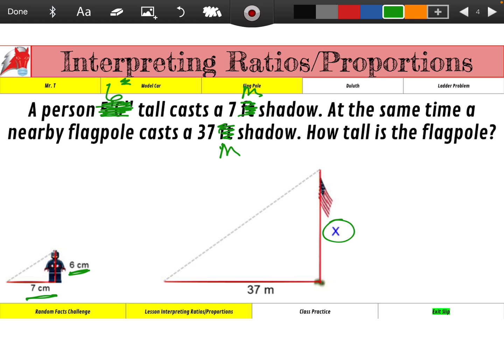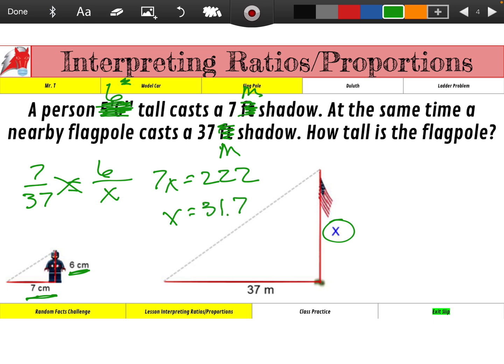All right. So we have some ratios here. I can look at this a couple different ways, and I'm going to show you a different way that we can actually do it. So 7 to 37 can be equal to 6 to whatever, right? Which means cross multiply. I can get 7x equal to 222. Divide by 7. Round to the nearest tenth if you need to, which we do on here. There's how tall our thing is.